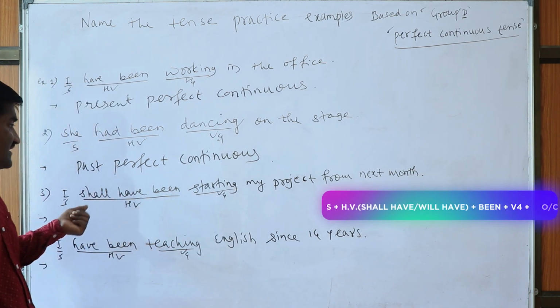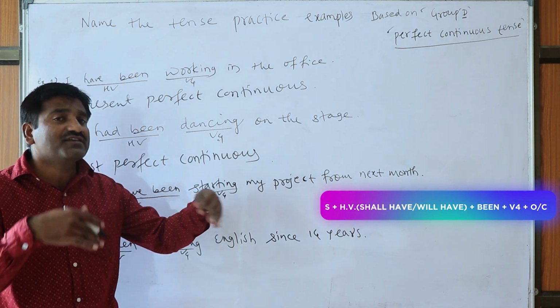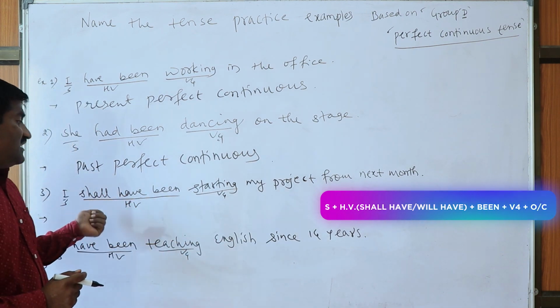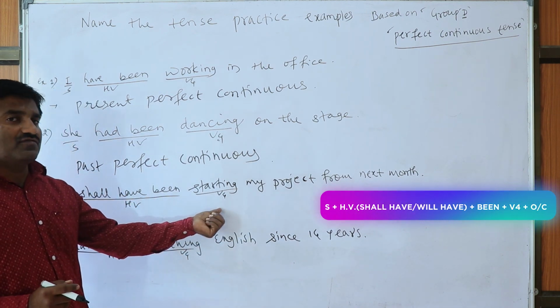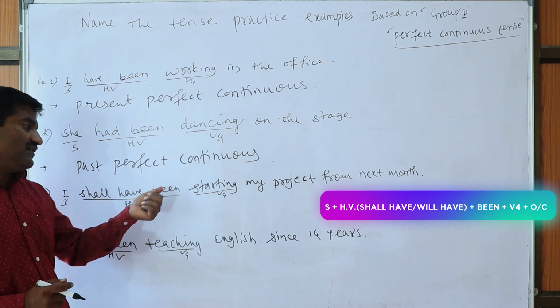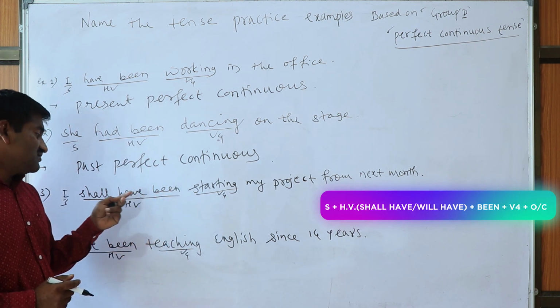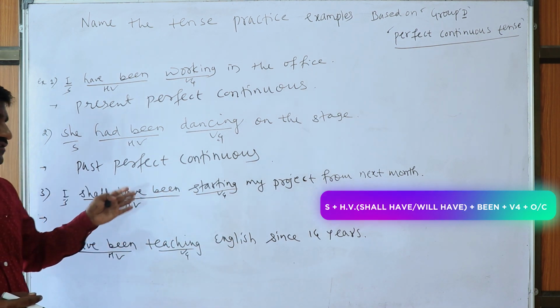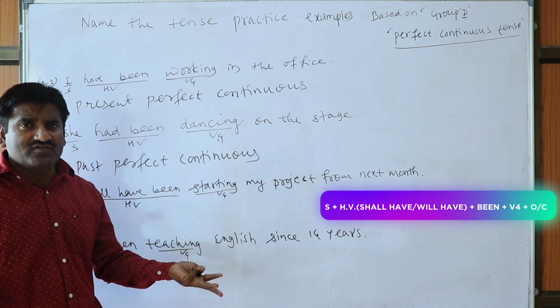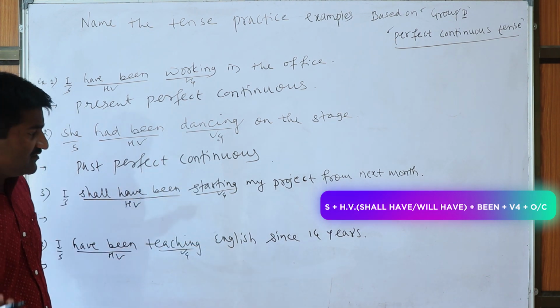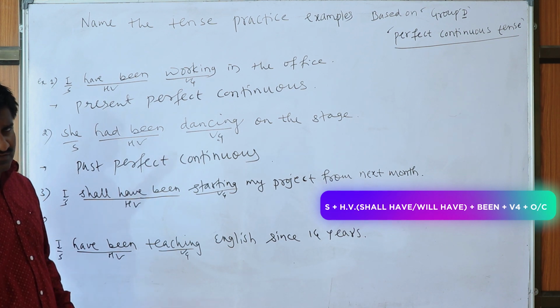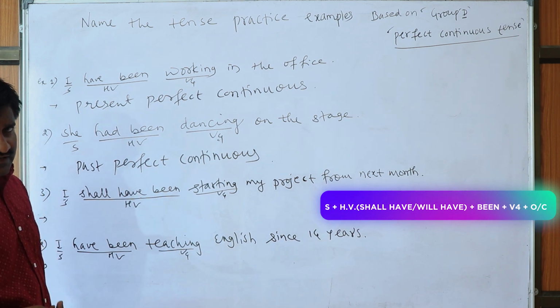And the third one: I shall have been starting my project from next month. So here, shall have been plus verb-ing. Shall have been is the helping verb, and starting is the verb-ing. So shall have been or will have been plus verb-ing is the formula of future perfect continuous. You have already studied it in my tense series.